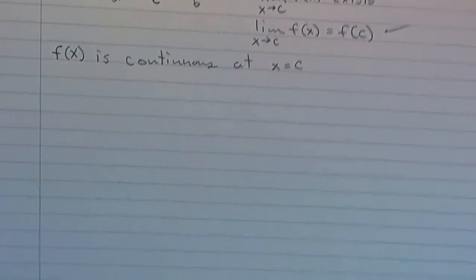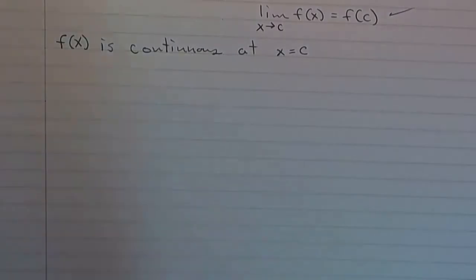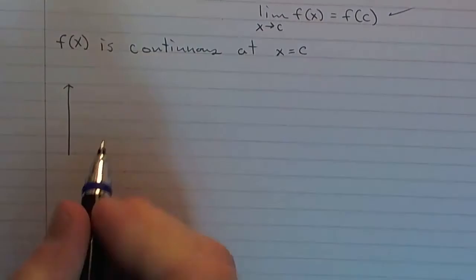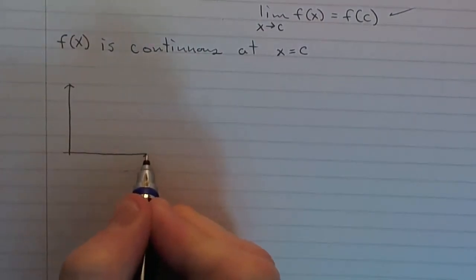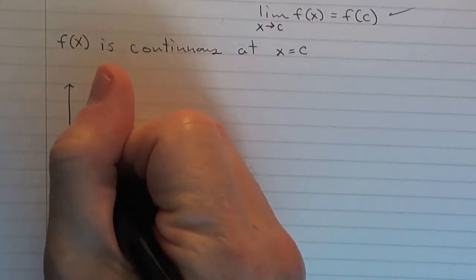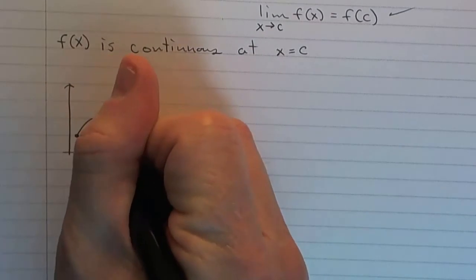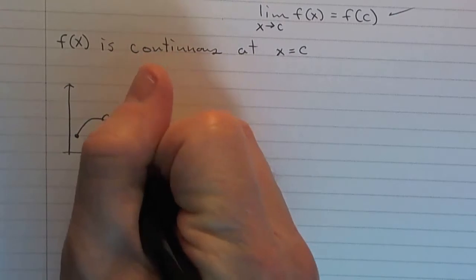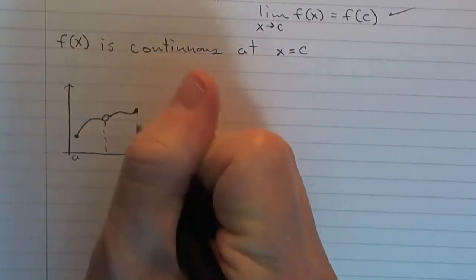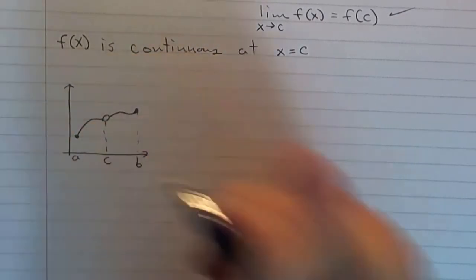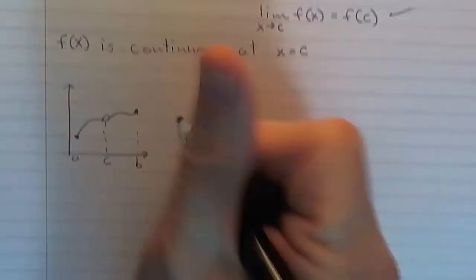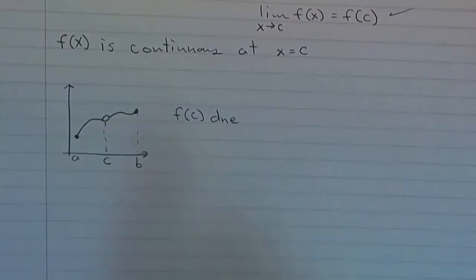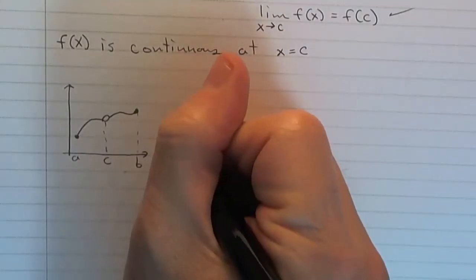Now, what makes something not continuous? Well, let's look at some examples. Let's suppose we've got this curve, and I'll just put a little hole right there. And of course this is A, and this is B, and this is C. Notice that f of c does not exist. There's a hole there. However, the limit does exist.